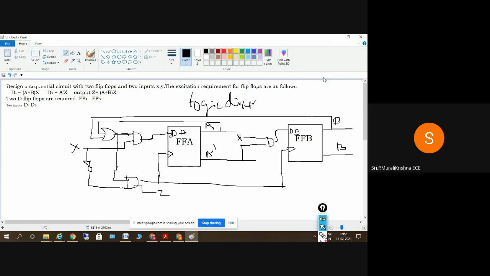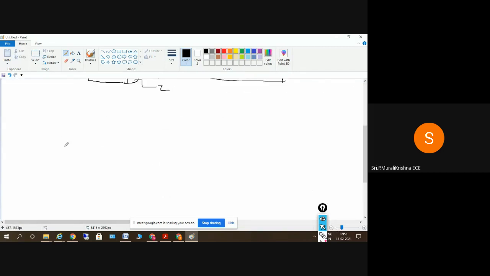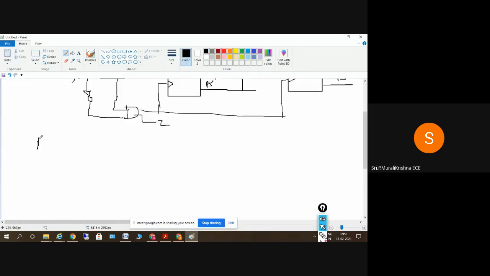Next, what we have to do here is draw the state table. When we talk about state tables, we have present states, and we should have inputs. We have inputs here, and we have next states, and we have outputs. So present states, inputs, next states, and the output. That is what we need in the case of the state table.